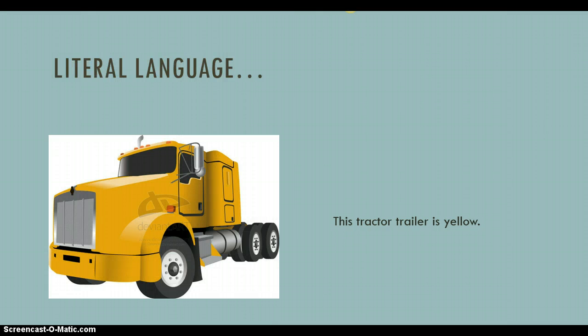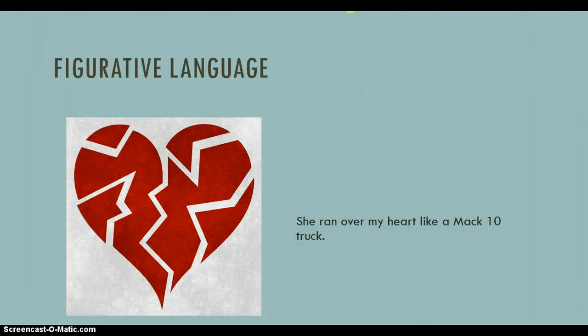In order to understand figurative language, let's first take a look at what literal language is. In literal language, words function exactly as they are written. For example, this tractor trailer is yellow is literal information. There is nothing left for interpretation. On the other hand, in figurative language, like this example here, she ran over my heart like a Mack 10 truck. We can't take it literally.